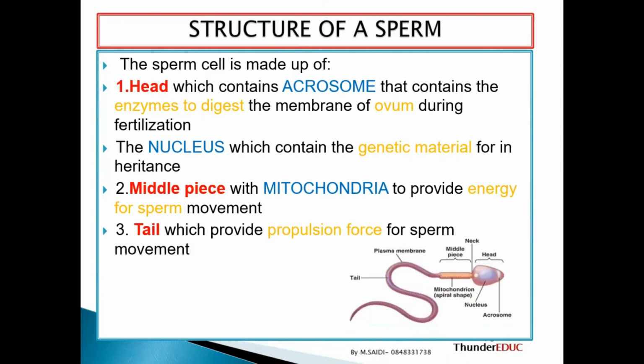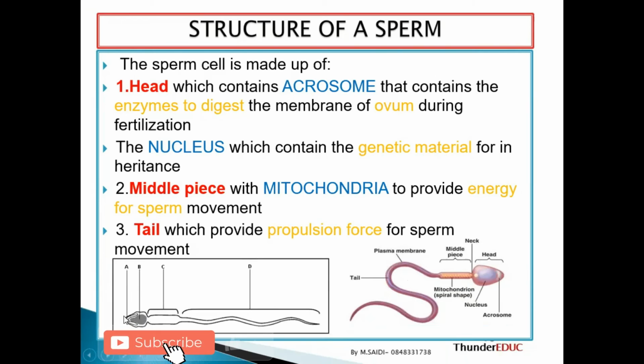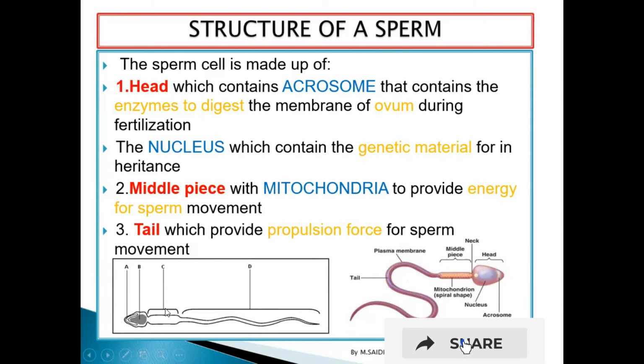That's the meaning. So this is how the sperm looks like. You have a sperm head, you have a middle piece, and then you have a tail. If we bring it in the exam and ask you what is A, you have to tell us the acrosome, nucleus, middle piece, and then tail. What's the function of B? It contains genetic material for inheritance. But A contains enzymes which digest the membrane of the ovum for fertilization.